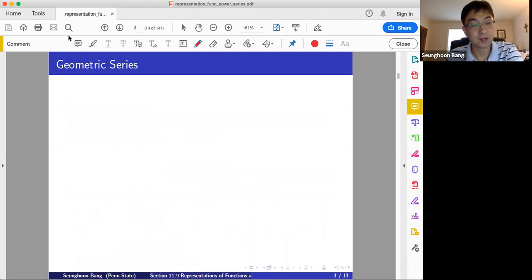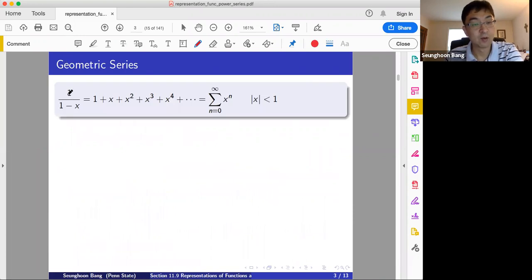So next, geometric series. The next one, 1 over 1 minus x. The series is given. This is a power series. Do you remember the geometric series? The 1 times x is x. x times x is x squared. x squared times x is x cubed, and so on. What's the common ratio? The common ratio r is x.